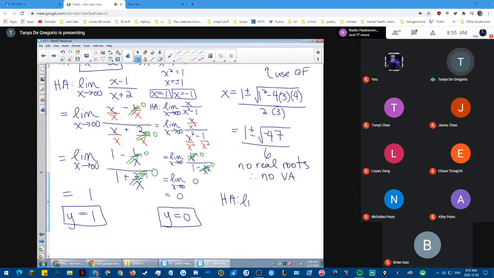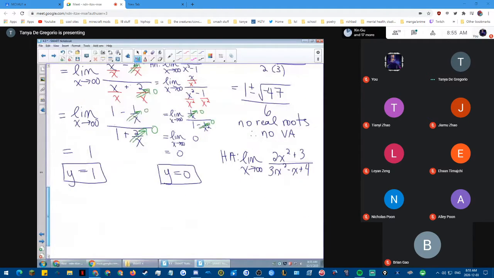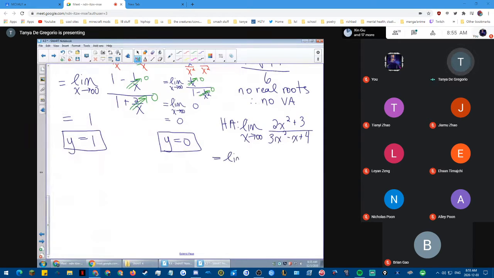Horizontal asymptote. We're going to take a limit as x approaches infinity of your function. What do I do next? Divide everything by x squared. Yes, highest power of x. My highest power of x here is x squared, and everything is divided by x squared.